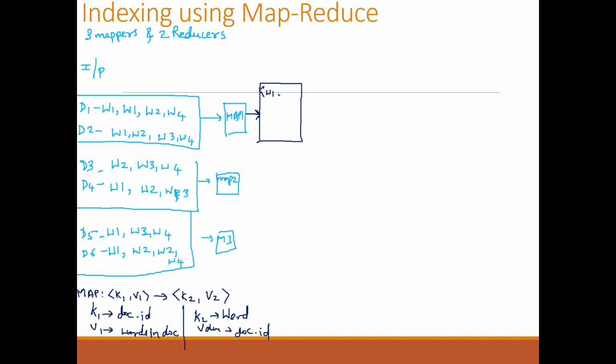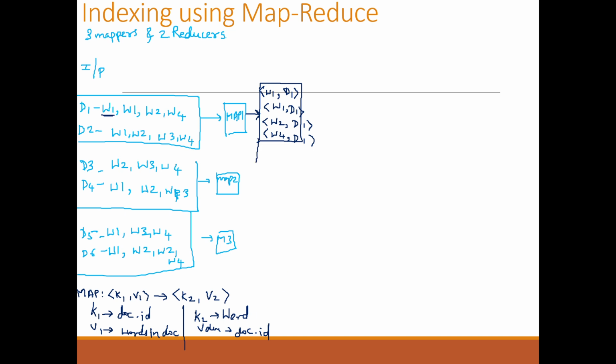It will write W1, which is present in document 1. Next, again W1 present in document 1. W2 present in document 1. W4 present in document 1. So here we are done with document 1. We take the word, and the value is the document ID.